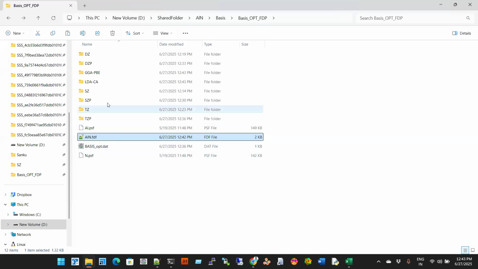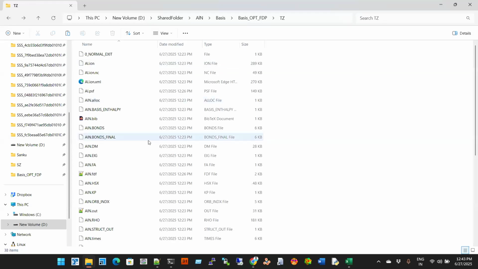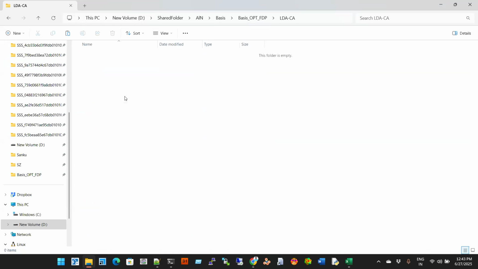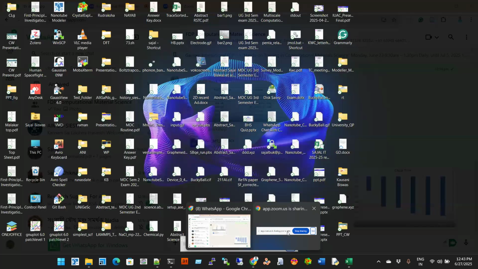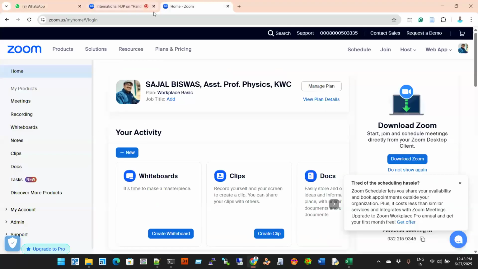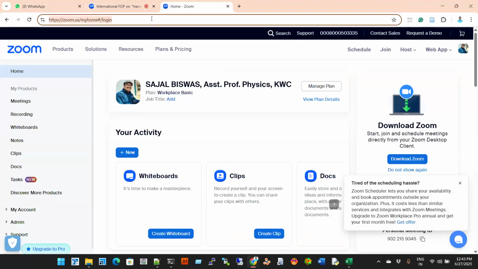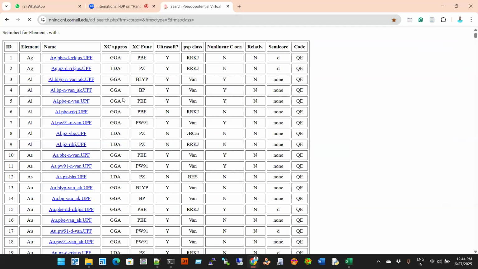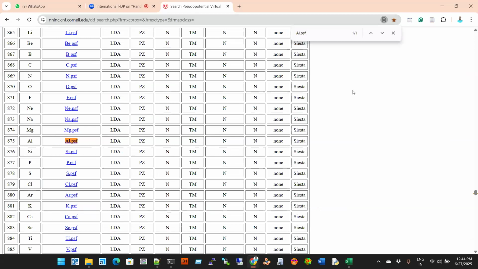We have to take this FDF file, but we have to download the PSF file for the LDA functional. Okay. For this we can use this website, aluminium.psf for siesta.